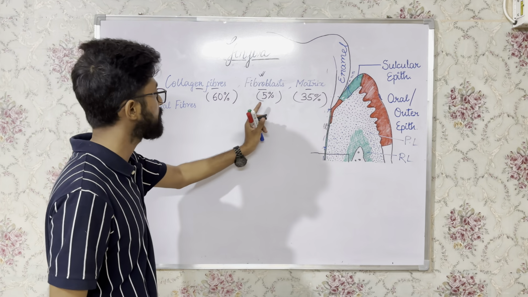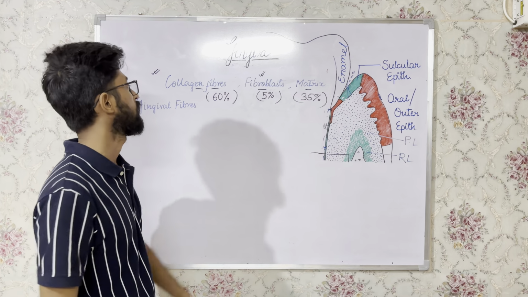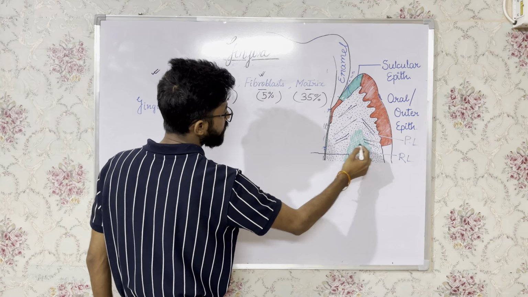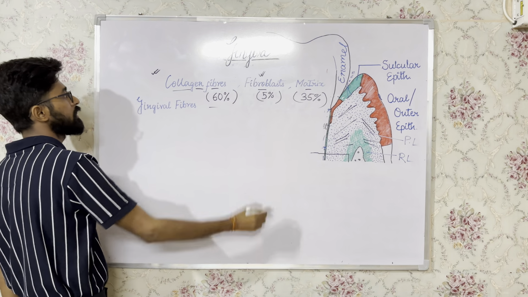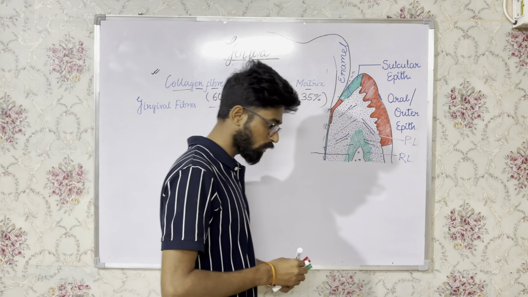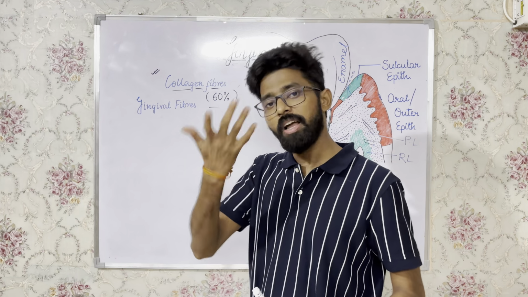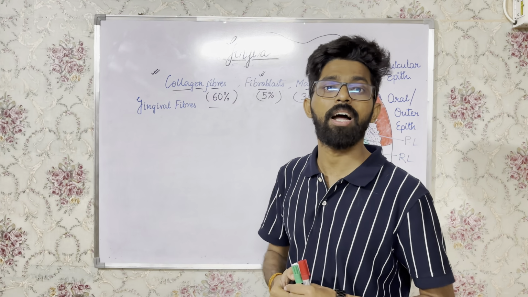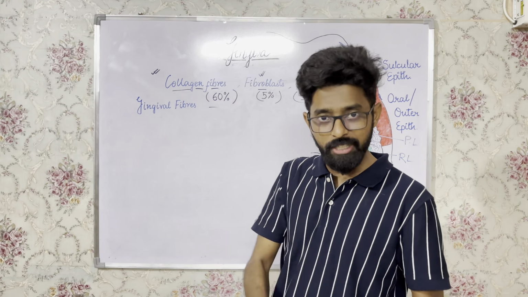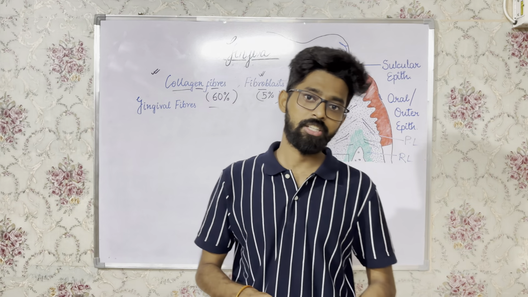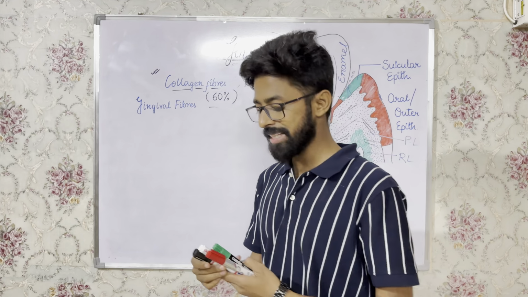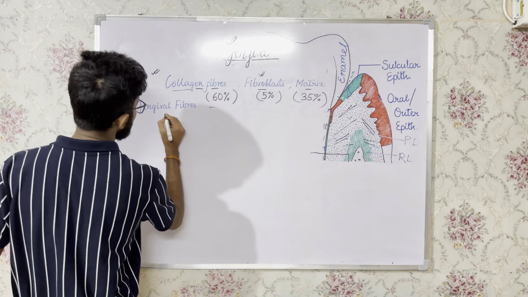Fibroblasts occupy only 5% of the total connective tissue volume. Most predominant over here are the fibers, the collagen fibers, the gingival fibers, 60% by volume. Now these collagen fibers, we'll call them gingival fibers from now because these are parts of gingiva only. So gingival fibers are divided into three major groups. First is the gingivodental group, then the circular group, and then the transseptal group. So you will remember these names.